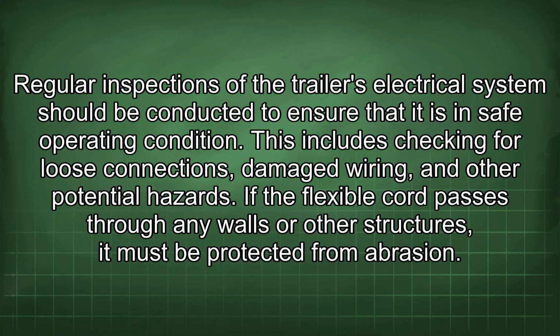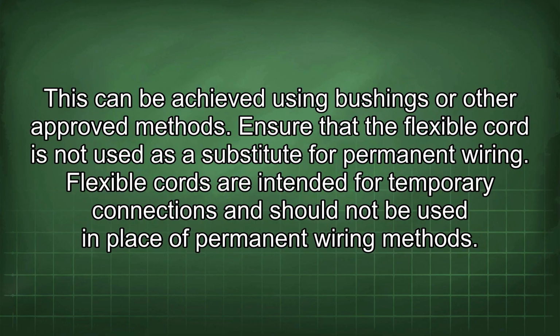If the flexible cord passes through any walls or other structures, it must be protected from abrasion. This can be achieved using bushings or other approved methods. Ensure that the flexible cord is not used as a substitute for permanent wiring. Flexible cords are intended for temporary connections and should not be used in place of permanent wiring methods.